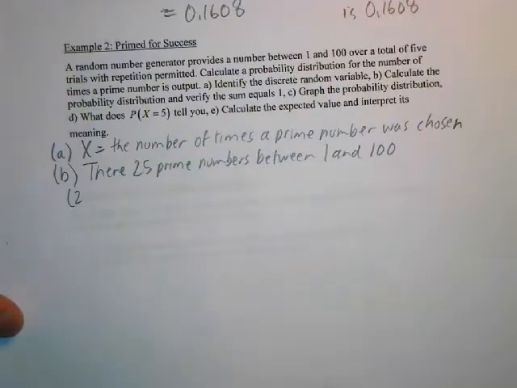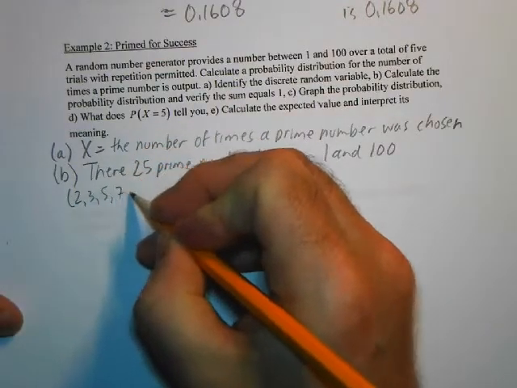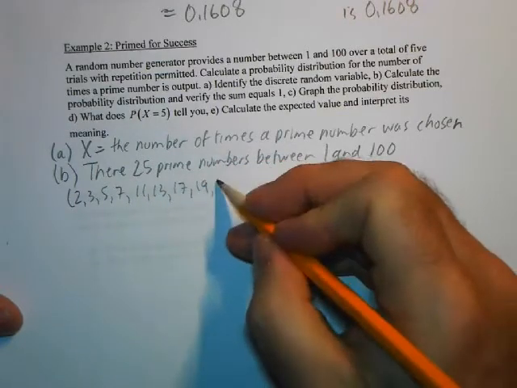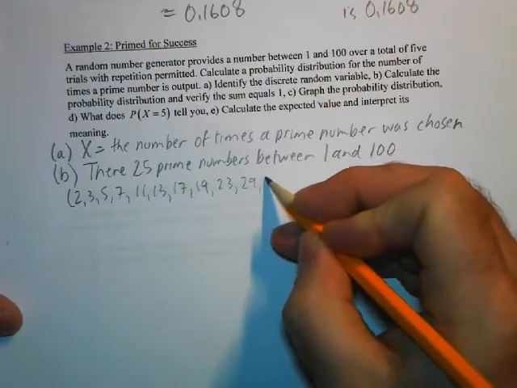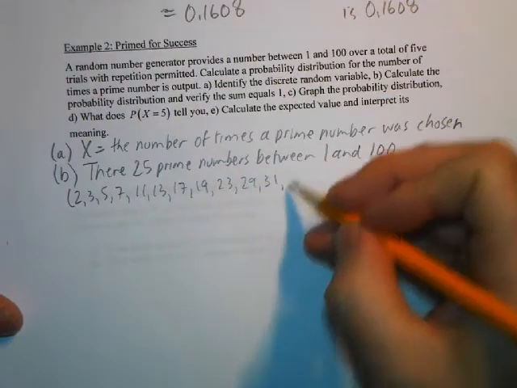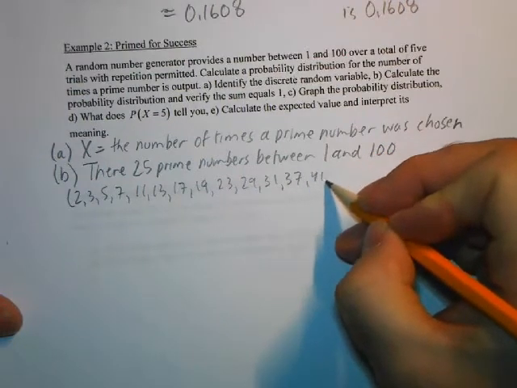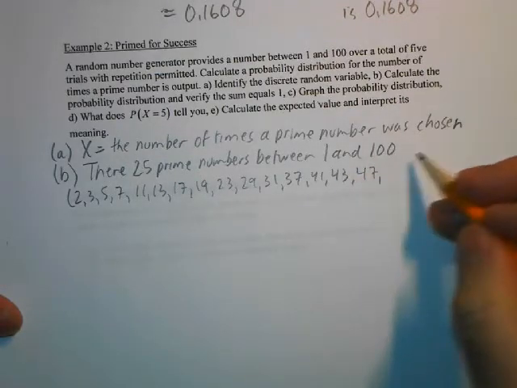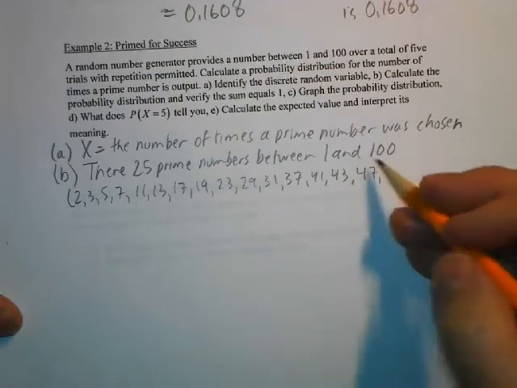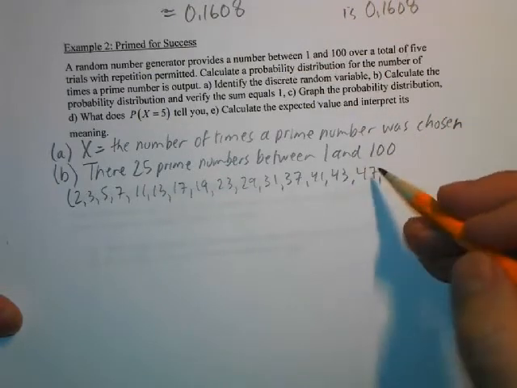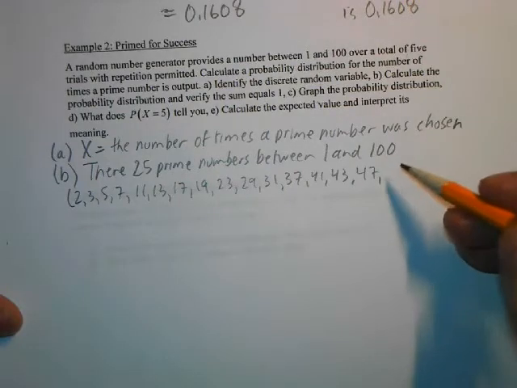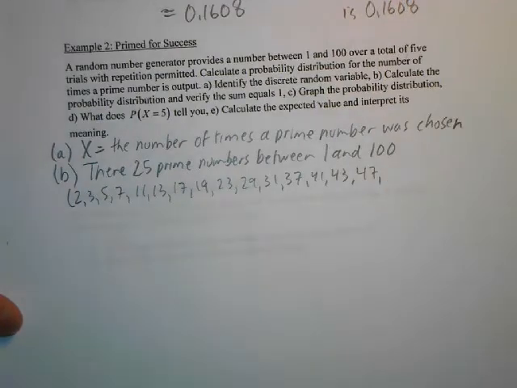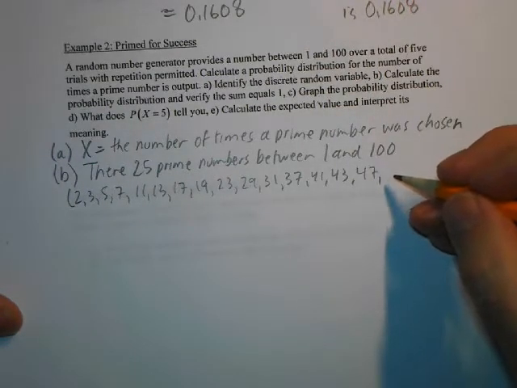So we've got 2, 3, 5, 7, 11, 13, 17, 19, 23, 29, 31, 37, 41, 43, 47. You'll notice I'm skipping some numbers, obviously, because they're not prime numbers, like 45. Any number that ends with 0 or 5 obviously is not. Any even number is not. And then you have to think of things like 49. That's 7 times 7.